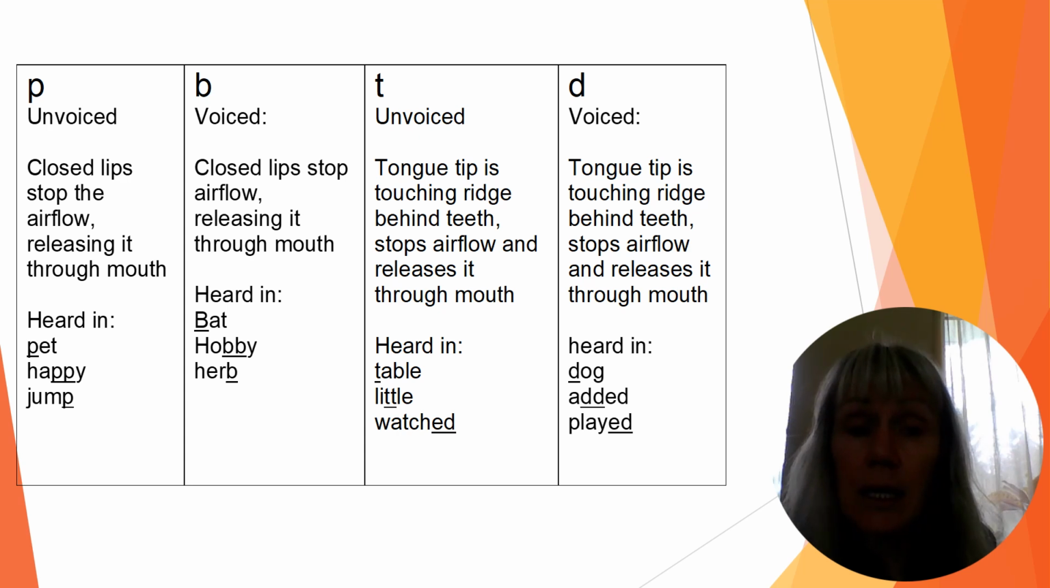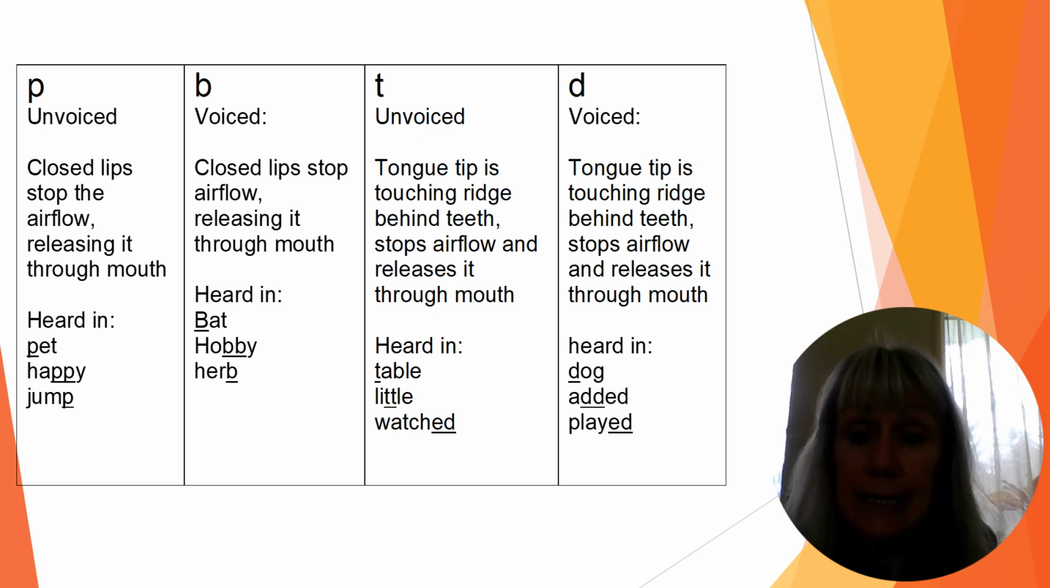Then we see the two other phonemes, very common consonant phonemes. T, which is unvoiced. T, not hearing any vibration. The tongue tip is touching the ridge behind the teeth. It stops the airflow and releases it through the mouth. Now these are all pulmonic sounds, so we need that breath of air in order to make these sounds. It's heard in table, little, watched.